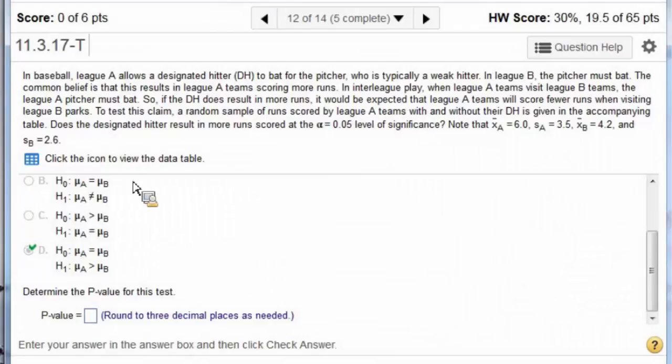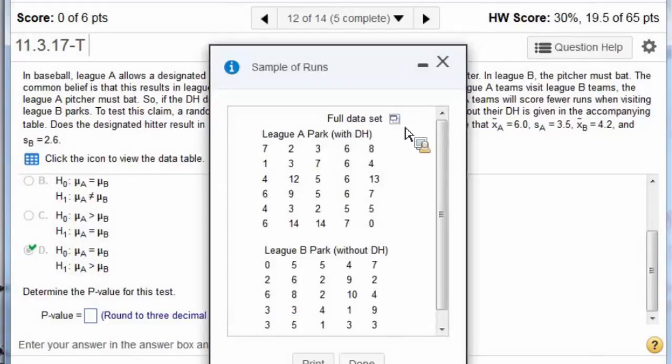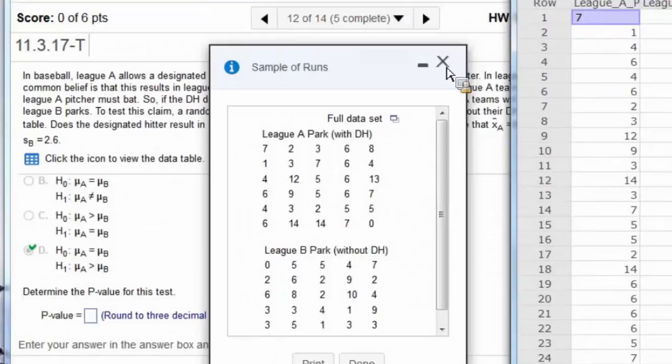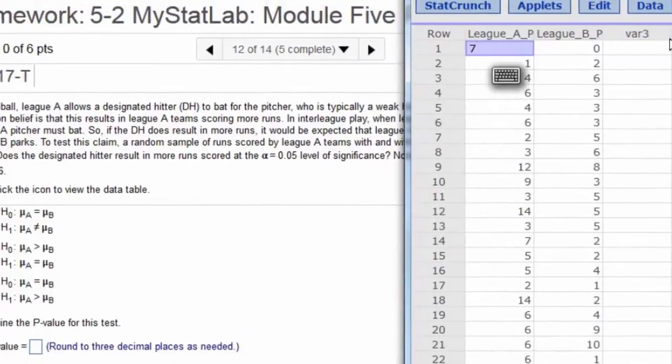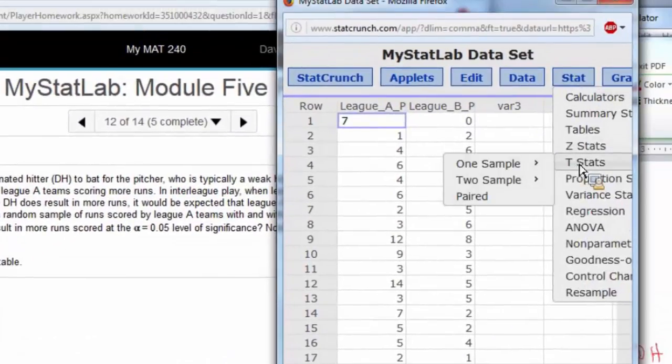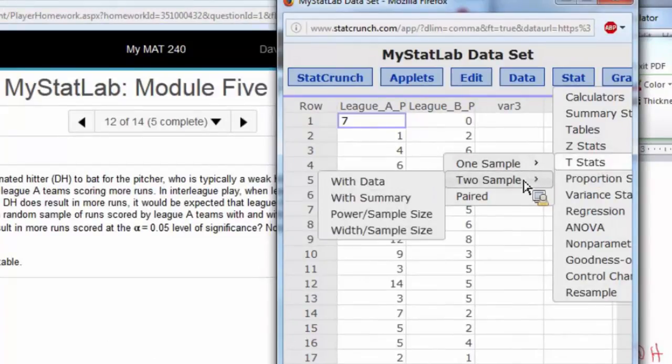Okay, determine the p-value. Well, now we're just in statistics. Full data set, open in StatCrunch. I think whoever did these problems is a baseball fan. There's another baseball problem next week that I've taken out also. Okay, Stat, T statistics, because these are two means. Two sample, because they're independent. They're from all different kinds of games. And this is with data, because we have each individual game. We don't have the average already computed.